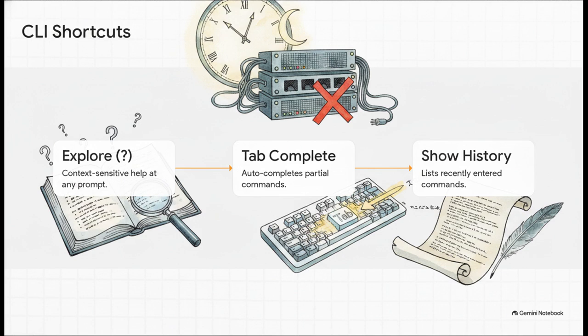First up, explore with the question mark for context-sensitive help. iOS will literally list every single valid keyword for you on the spot. Second, hit Tab to autocomplete your partial commands. It saves precious keystrokes and entirely prevents typos when you're in the zone. And third, use show history to recall your previous entries. That alone saves you from having to painstakingly retype massive, complex configuration lines.